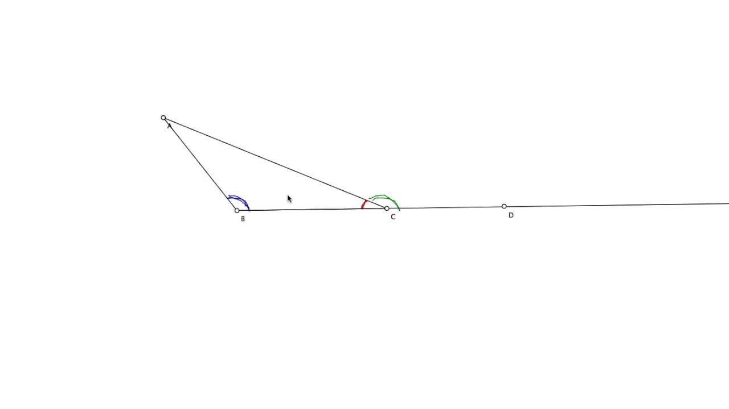And if we think about this, we can add the green angle plus the red angle, and we can do the same thing here. We can add the blue angle and the red angle. So we have green plus red and blue plus red. We know that because the green angle is larger, the blue and the red angle together are going to be less than the green plus the red angle.